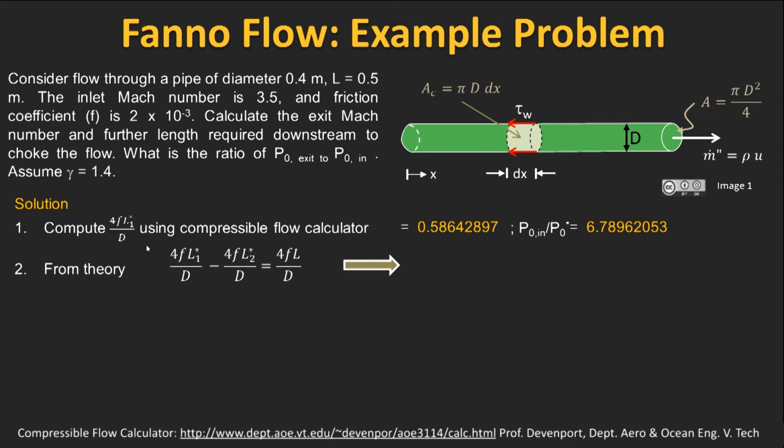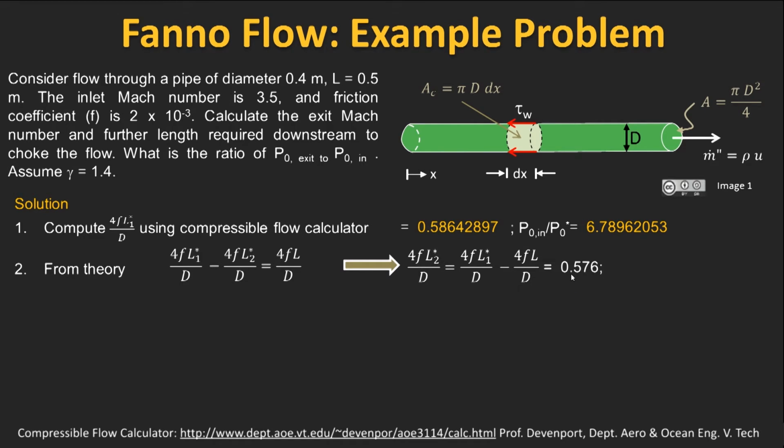Alright, now we know that the difference in 4fL* over D at the inlet to that at the exit should be equal to 4fL over D, where L is the length of the pipe. Knowing this, we can rearrange this expression as 4fL2* over D equals 4fL1* over D minus 4fL over D, where 2 is the exit location. Now we have a value for 4fL1* over D using this flow calculator, and we can compute 4fL over D because we're given all the parameters we need, such as friction coefficient f, length, and D. So let's do that, and that comes out to be 0.576.